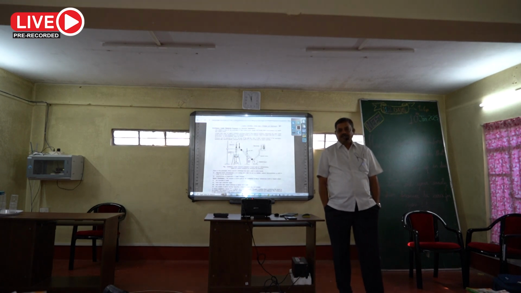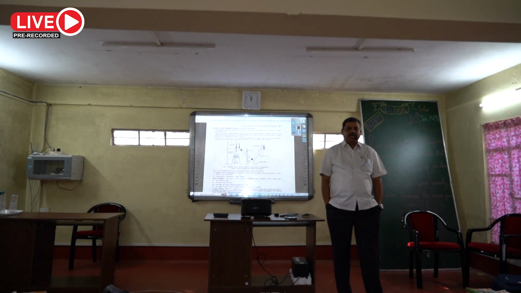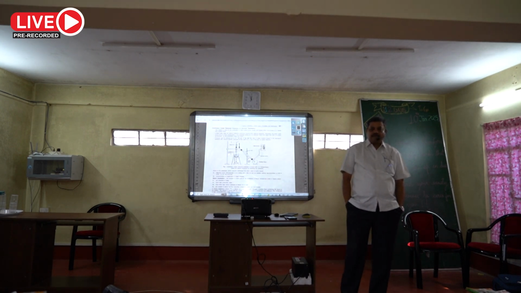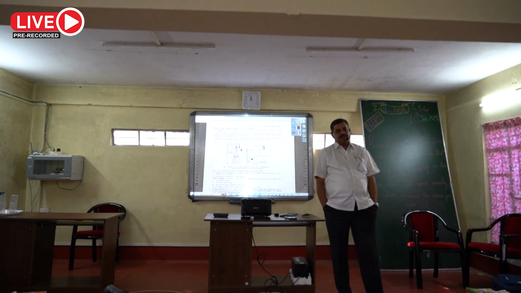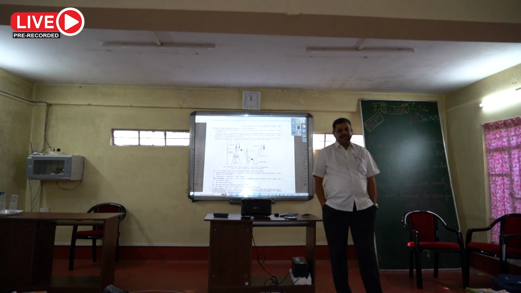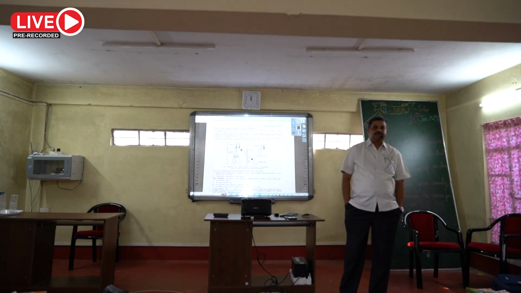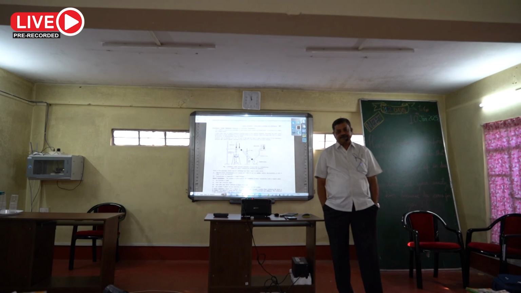Ortho-nitrophenol is steam volatile with low boiling point. Para-nitrophenol is steam non-volatile. Write that point also. Ortho-nitrophenol with low boiling point is steam volatile. Para-nitrophenol (high boiling point) is steam non-volatile.